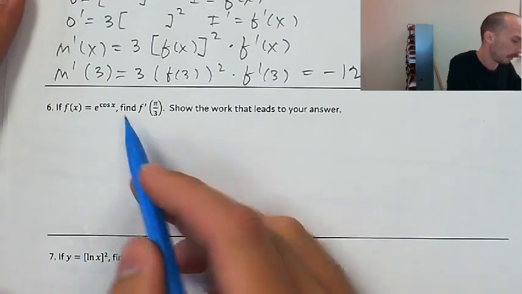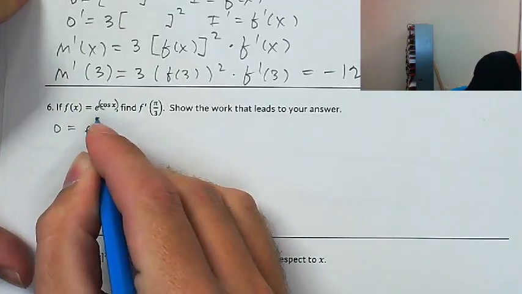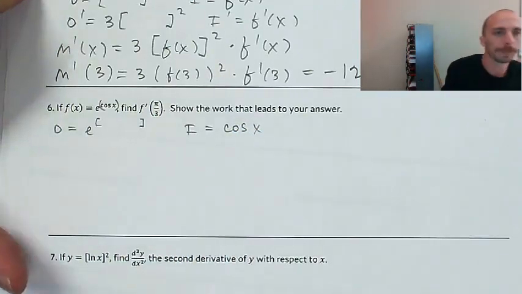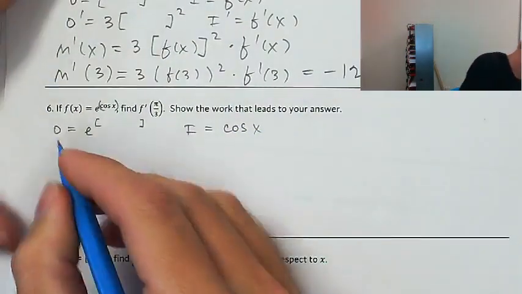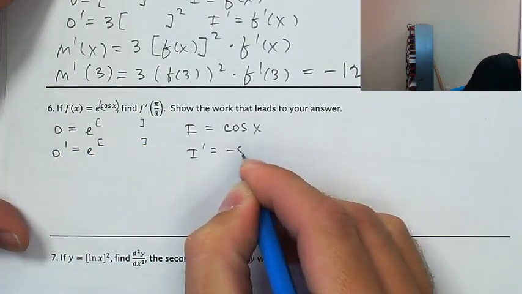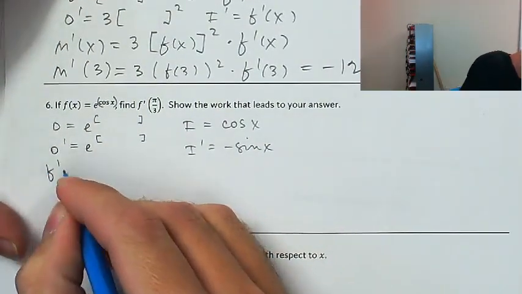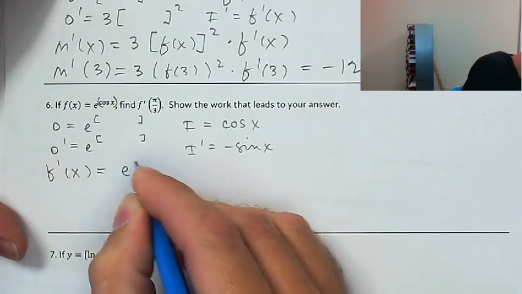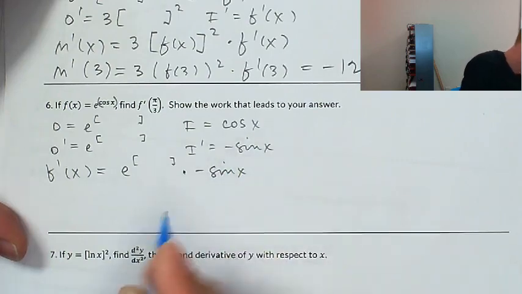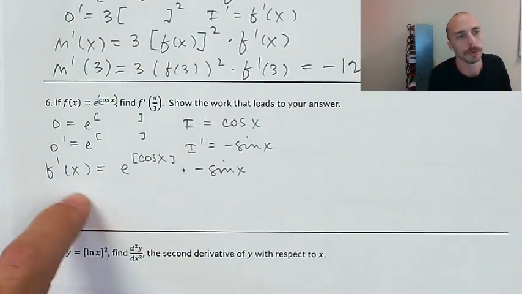So we're going to take the derivative of this thing. On the outside, I've got the exponential. And on the inside, I've got cosine x. So I'm going to take the derivatives of outside and inside. f prime of x equals e to the whatever times negative sine x. Okay. So what I'm going to need is eventually plug in x equals pi over 3.